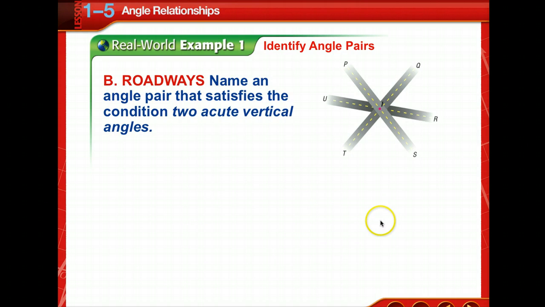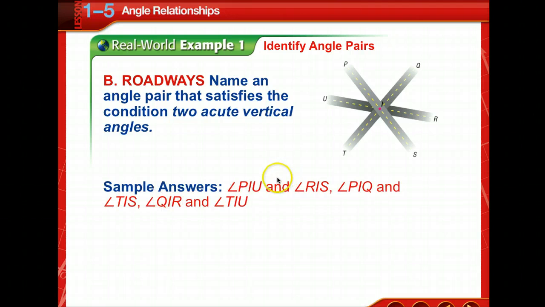Okay, now we have these same roadways, but they want us to name an angle pair that satisfies the condition: two acute vertical angles. So pause for a moment and study those. Here are some possible answers. You could choose this selection, or the angle PIQ and angle TIS, or angle QIR and angle TIU. So pause a moment and check out each one of these angle pairs to see what's happening there.